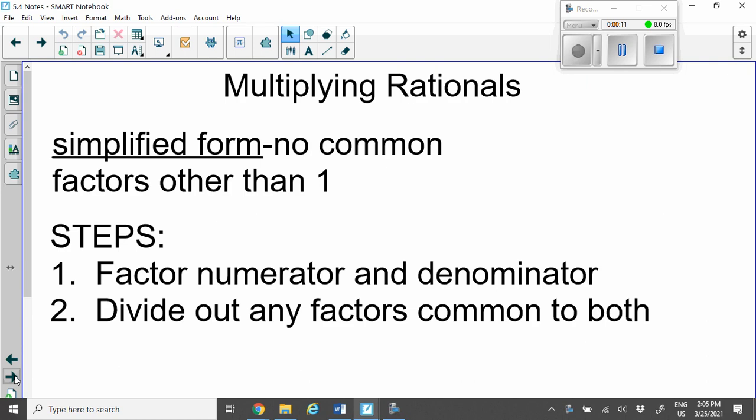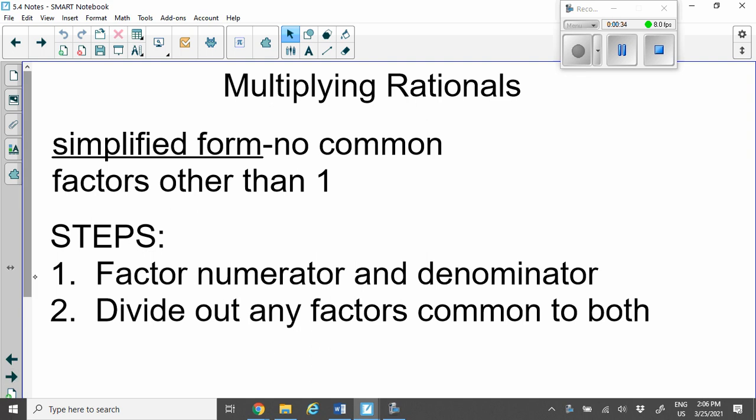Well, first of all, we need to make sure it's always in simplified form. So what this means is there's no common factors other than 1. So here are the steps to multiply rationals. First, we need to factor all the numerators and denominators that we can. Once we've done that, then we're going to divide out any factors common to both. Now we're going to leave our final answer.